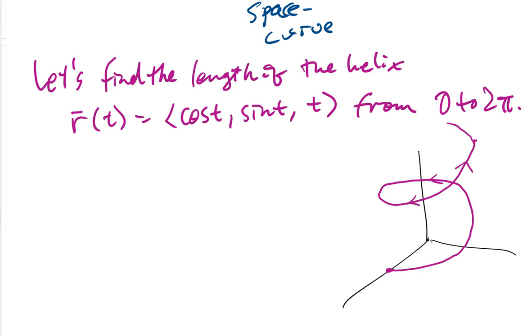Oops, that goes the wrong way. This needs to go the other way. Anyway, that goes that way. All right, so let's find the length of the helix from 0 to 2 pi.